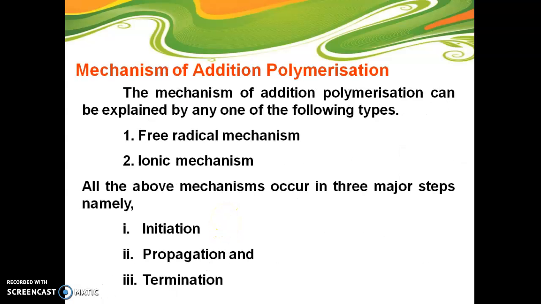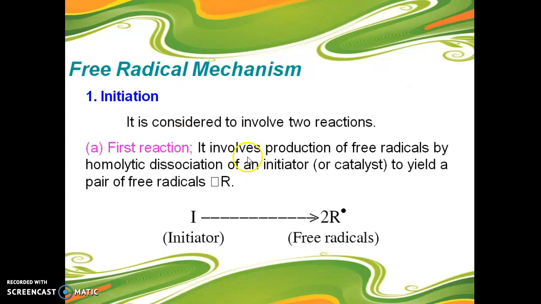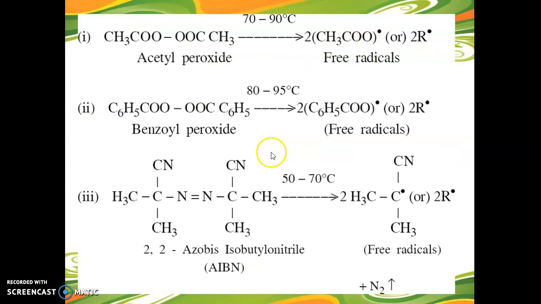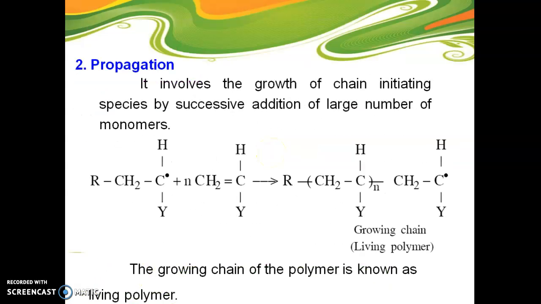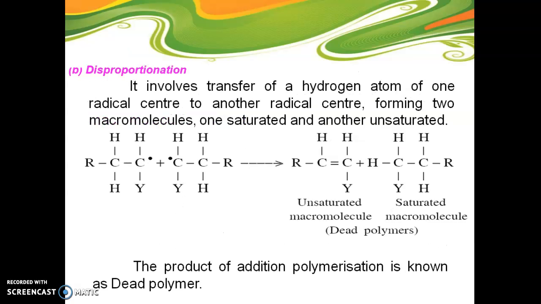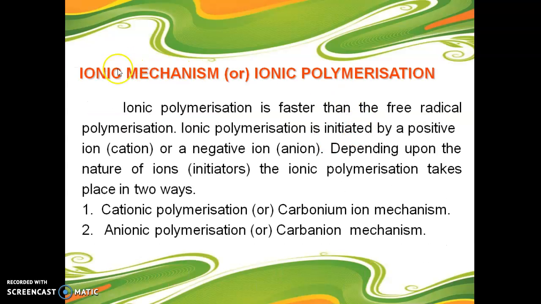Next we'll discuss ionic polymerization. Ionic polymerization is faster than free radical polymerization. It is initiated by a positive cation or a negative anion. Depending upon the nature of the initiator, it is divided into two types. One is cationic polymerization, which follows the carbonium ion mechanism, and the other one is anionic polymerization, which follows the carbanion mechanism.